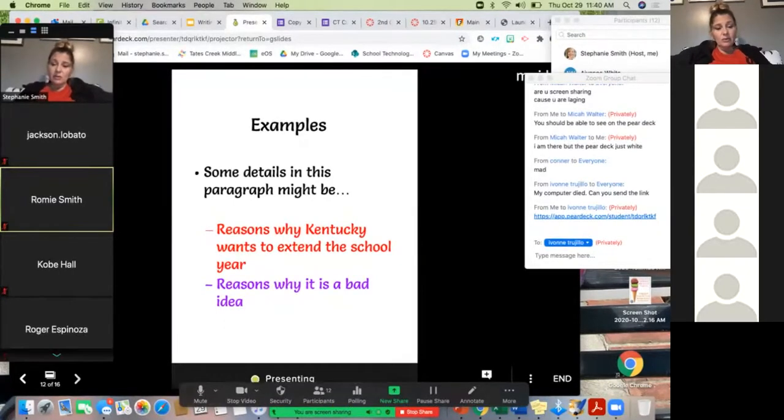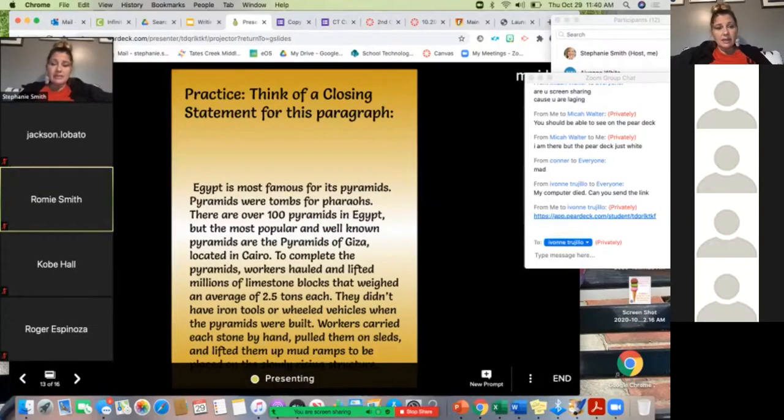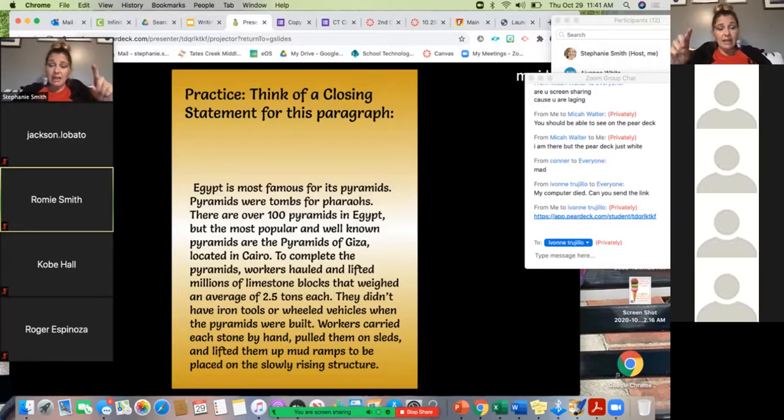All right, so we are going to wrap this up with you guys thinking of a closing statement. This one's going to take you a little bit longer. All right, thinking of a closing statement for this paragraph. So we've got a claim and we have data. So your closing statement is going to be your commentary that connects the data to the claim. So here's our claim.